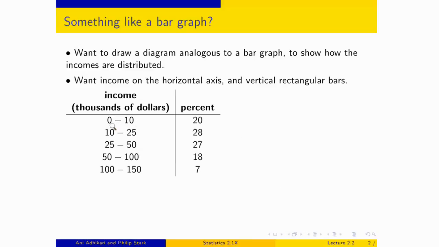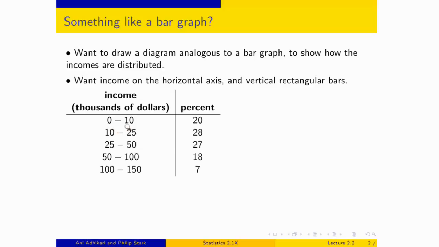And here's an interval 0 to 10, so I'll have a bar above that. Its percent is 20. I could plot 20, and I could plot 28 for the next one, 27 for the next one, 18 and 7, and I'd be done. But wait a minute. Wait just a minute. Let's take a look at what's going on here.